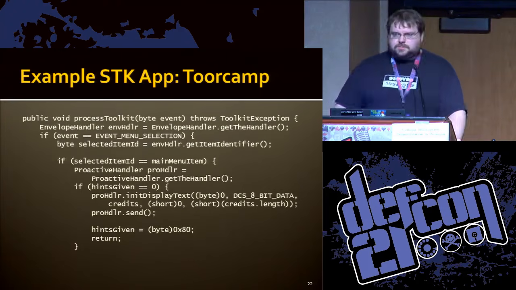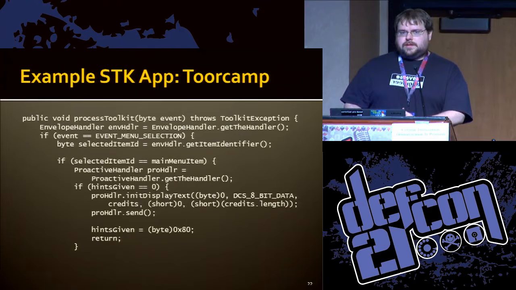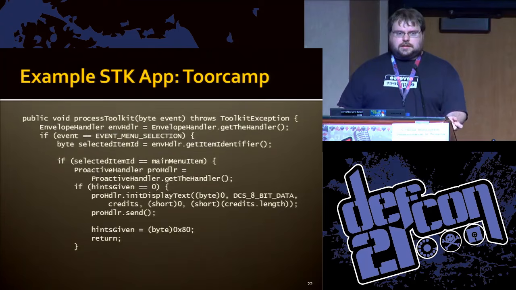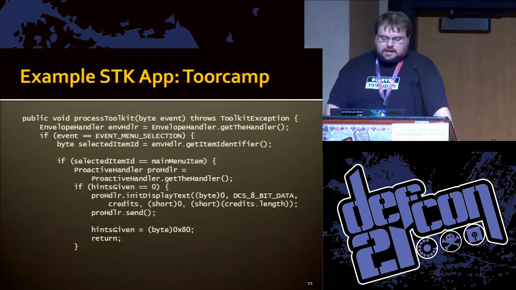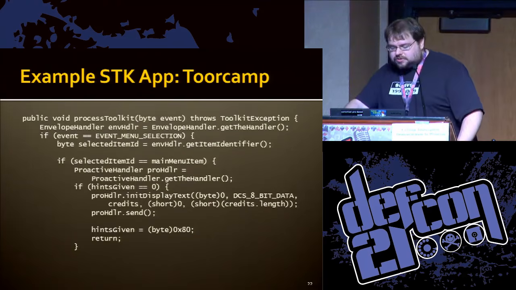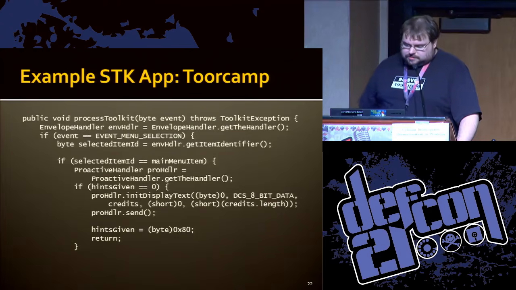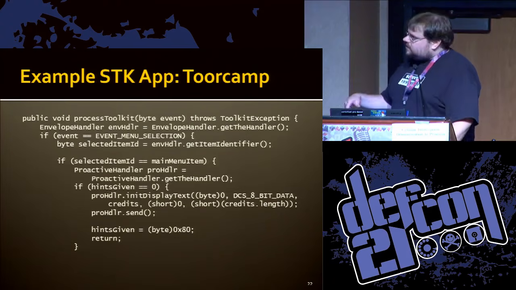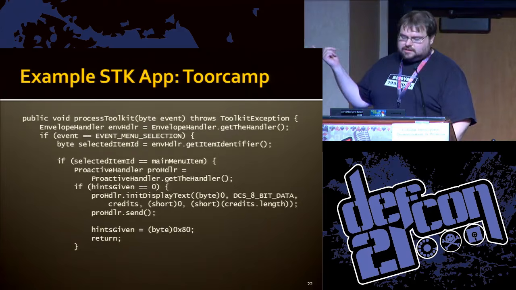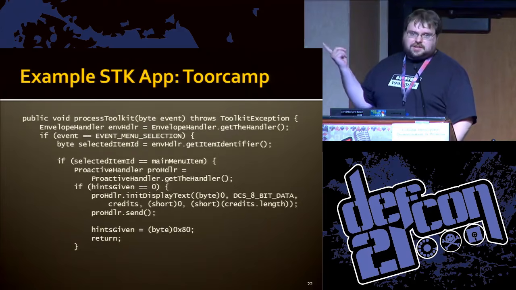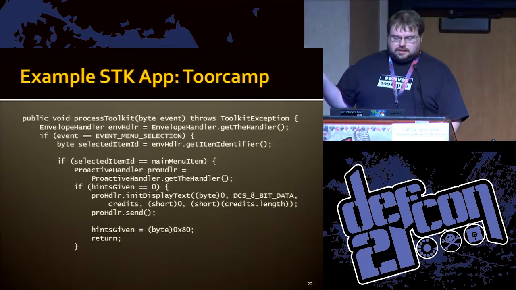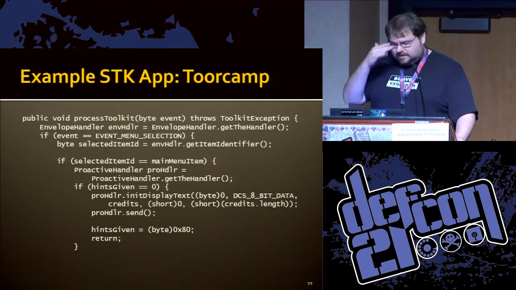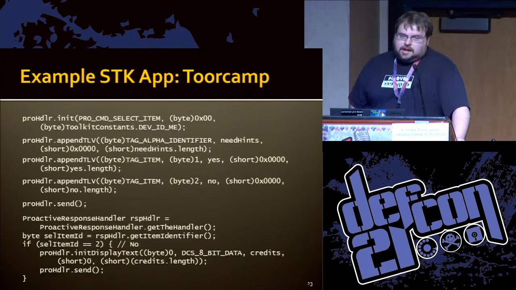And then when events get handed down from the phone, you get a single byte that says what kind of event it is. Usually it's like a menu selection or something. And in this case, it checks to see if we've displayed any hints. If not, we just show the credits. Otherwise, we mark that this app has been run before, and then we show the menu for the hints.